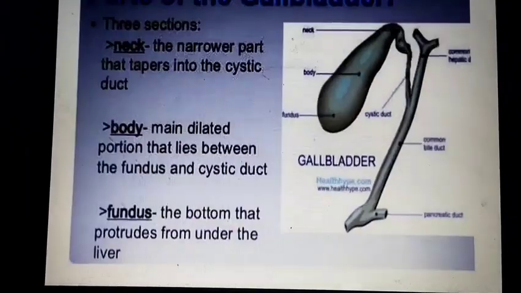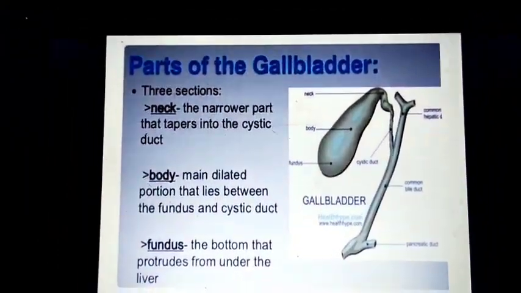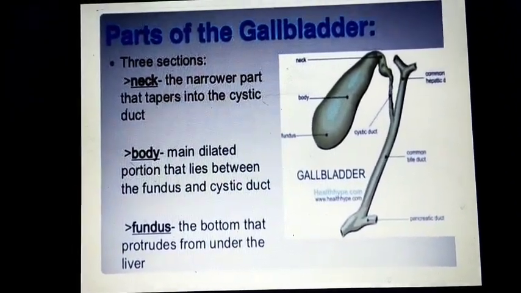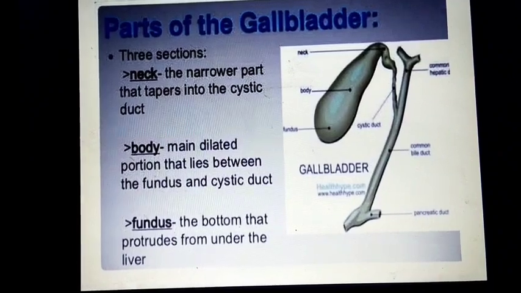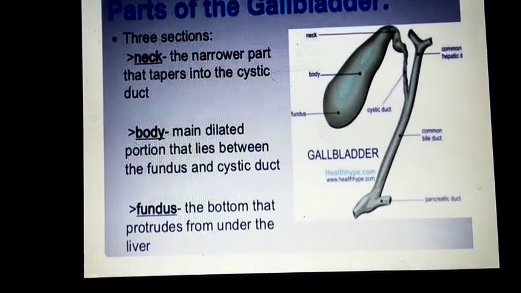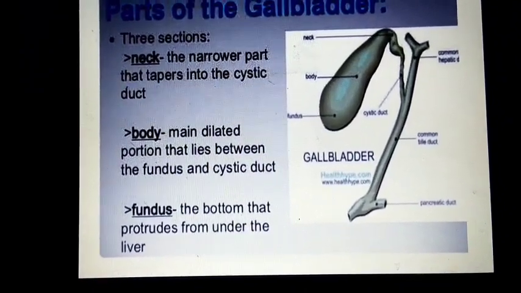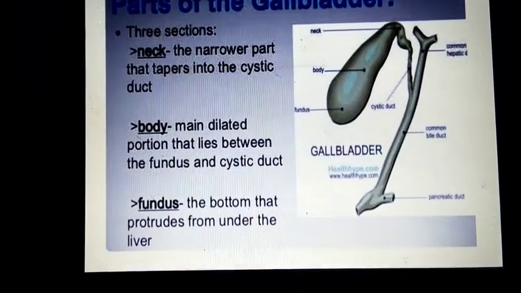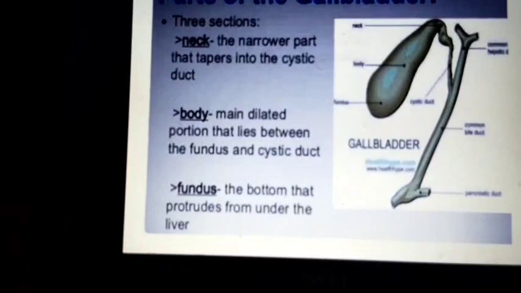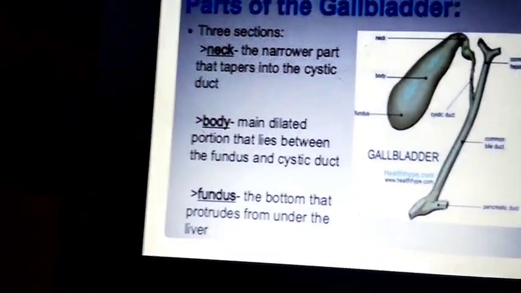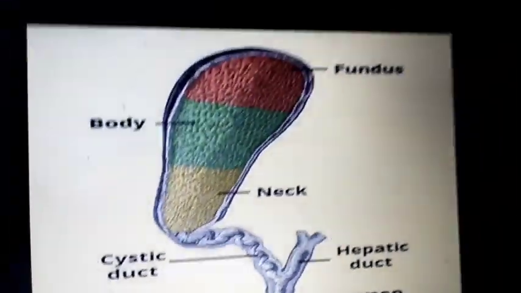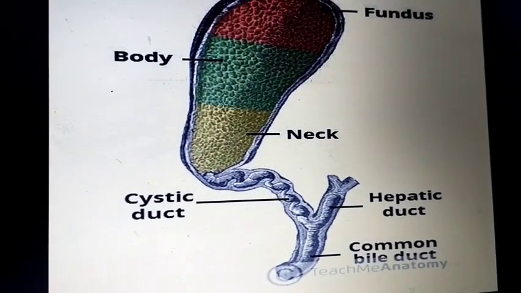In this slide, the parts of the gallbladder are mainly explained: neck, body, and fundus. The neck is the narrowest part that tapers into the cystic duct. The body is the main dilated portion that lies between the fundus and the cystic duct. And the fundus is the bottom that protrudes from under the liver. You can see here, this is pear shaped.